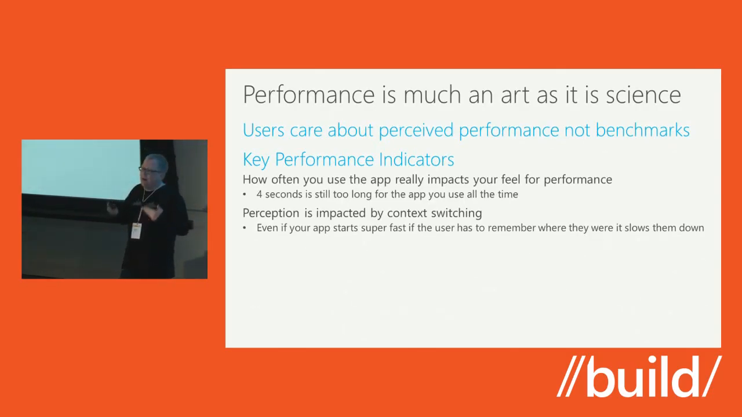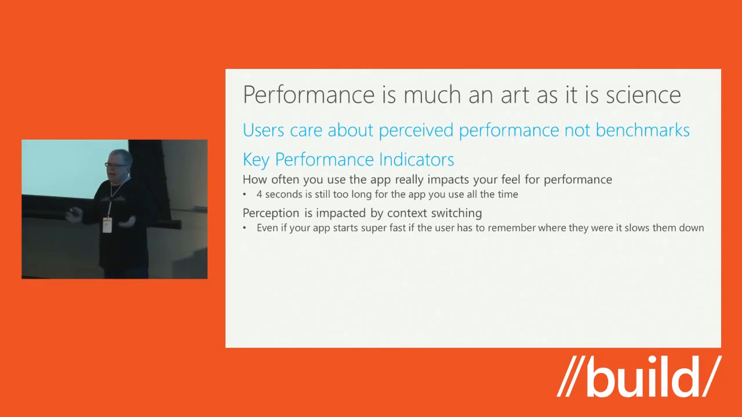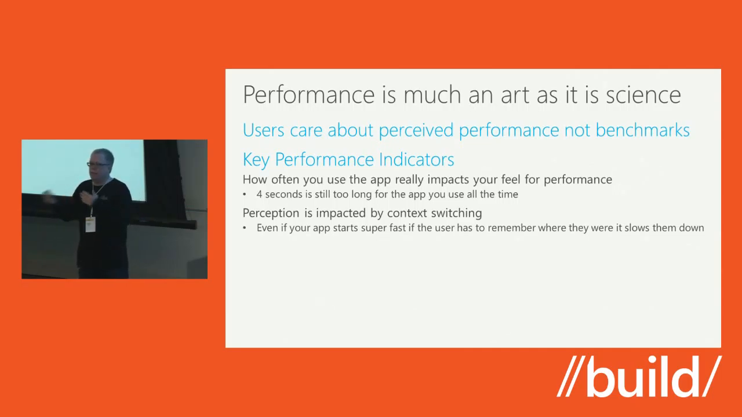And really thinking about how often your user uses your application. If you're a messaging application, then your users are probably sending 20, 30 messages an hour. So every second counts at that time. Four seconds at that point is still way too long, even if we've reduced it from 12 seconds to 4 seconds. And perception is really impacted by context switching. If you're switching between applications, like in our first-party applications, between mail and text messaging, clearly people are still sending thousands of texts, and we want to get you that text messaging app as soon as we possibly can.